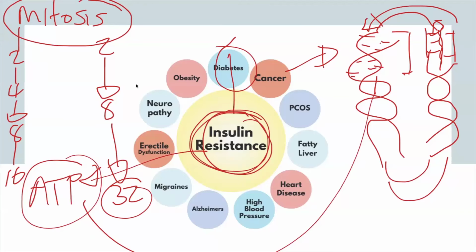So, for the interest of time, I cannot go through how all these diseases are related to insulin resistance, but I want you to understand that it sits at the core of many of these modern day diseases.